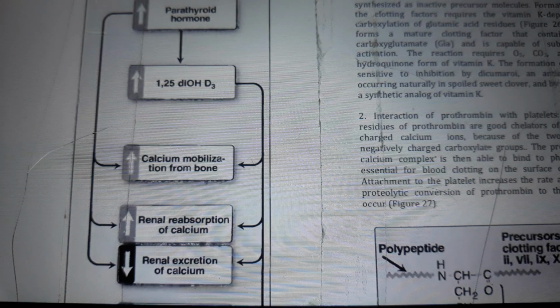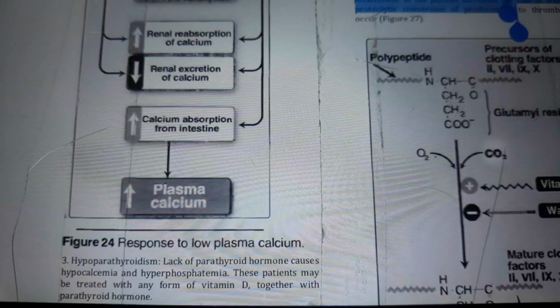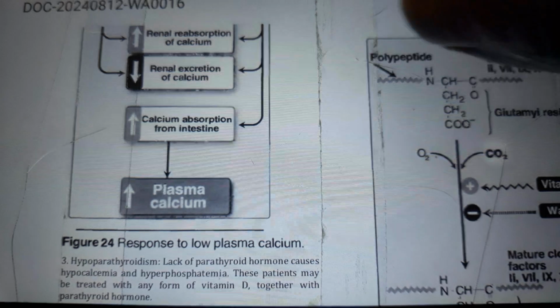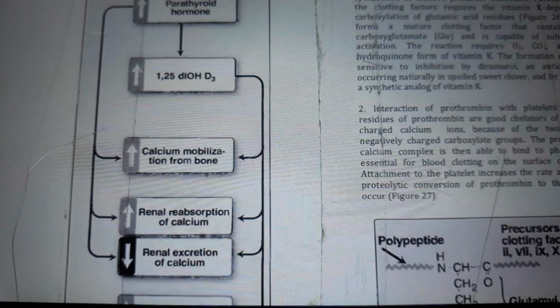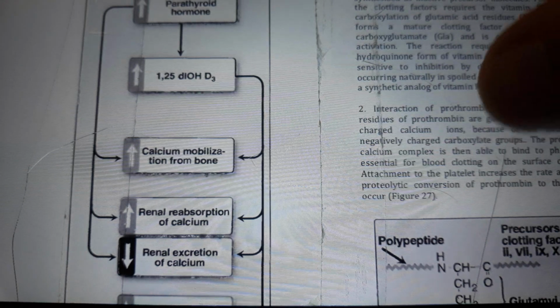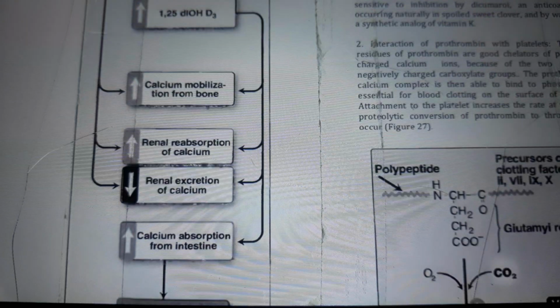Vitamin K is required in the hepatic synthesis of prothrombin and blood clotting factors 2, 7, 9, and 10. These proteins are synthesized as inactive precursor molecules. Formation of clotting factors requires the vitamin K dependent carboxylation of glutamic acid residues. This forms a mature clotting factor that contains gamma-carboxyglutamate, GLA, and is capable of subsequent activation. The reaction requires O2, CO2, and the hydroquinone form of vitamin K.